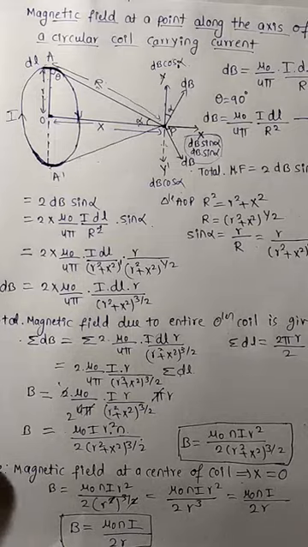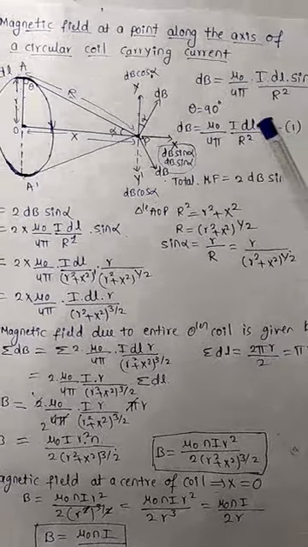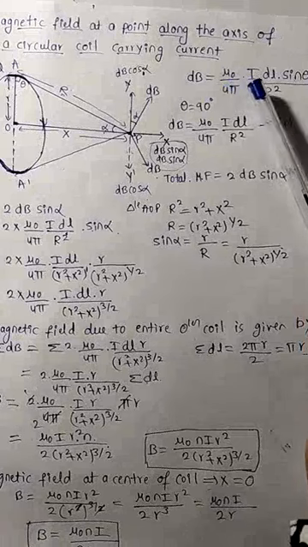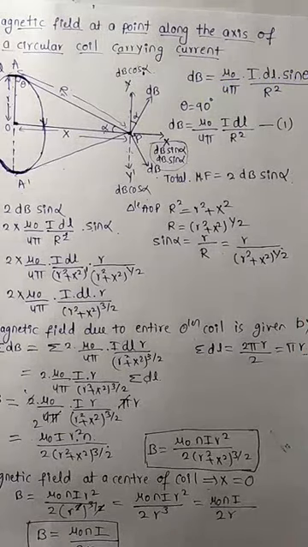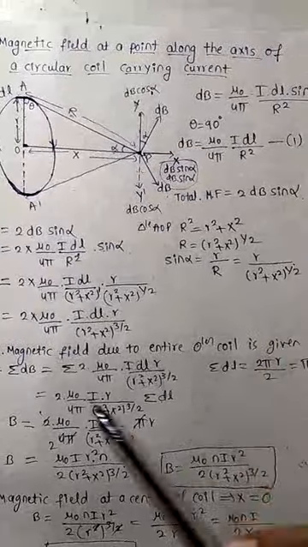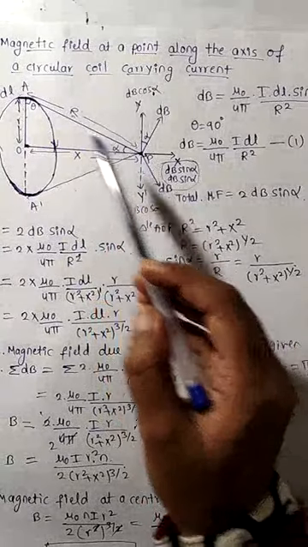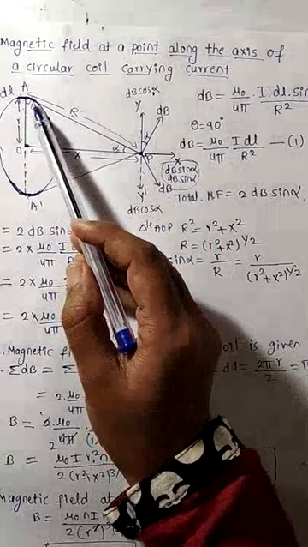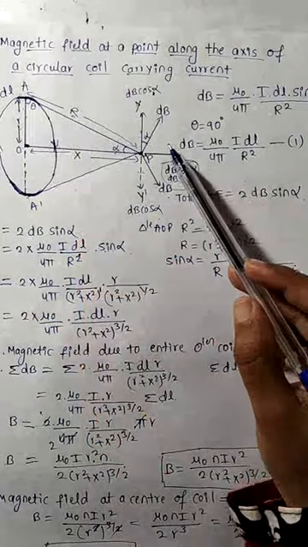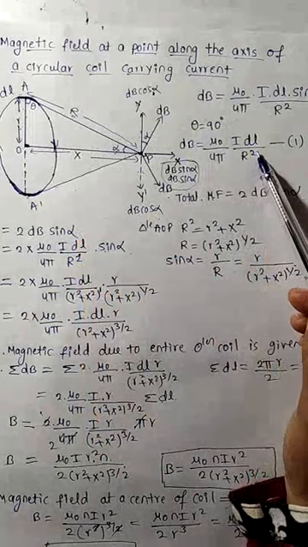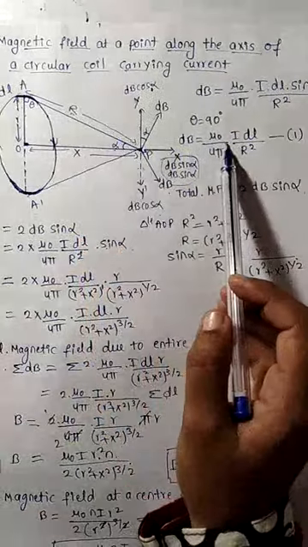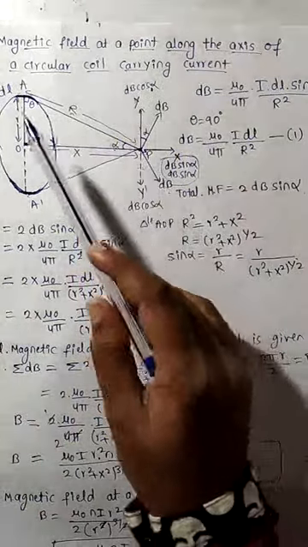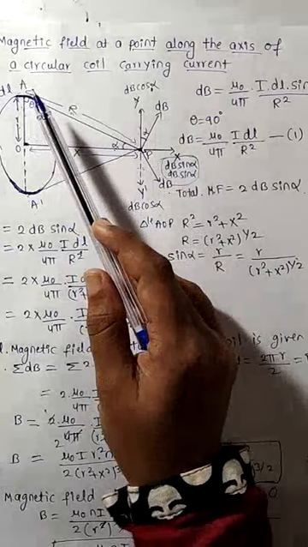Now by applying Biot-Savart law, we will get dB is equal to mu naught by 4 pi I dl sin theta divided by r square. But here theta is the angle between the current element and the point P. So this angle is always equal to 90 degree. That's why theta is equal to 90 degree. Substituting, you got the first equation. Now this is the magnetic field due to only the A current element.